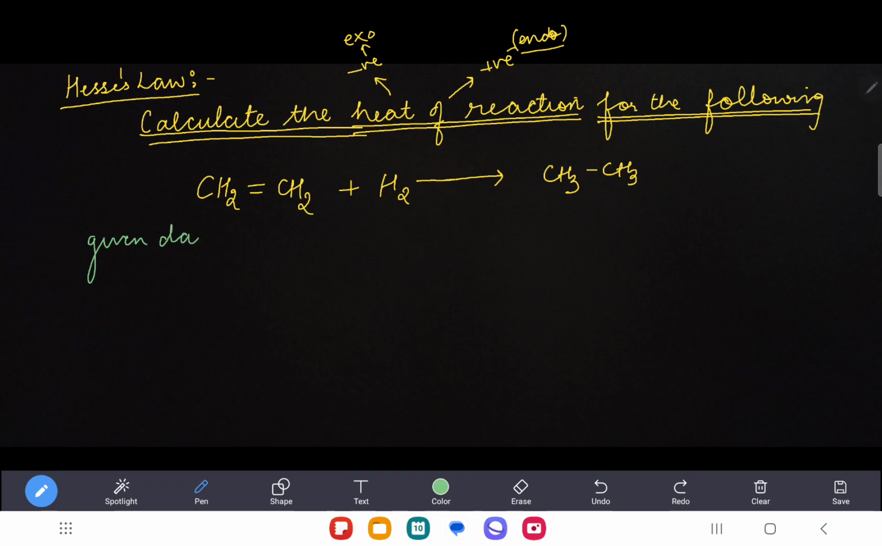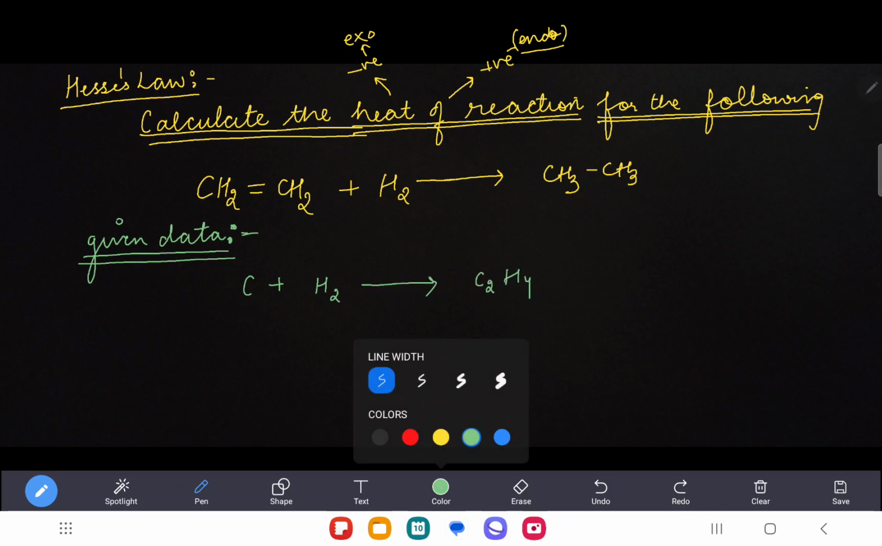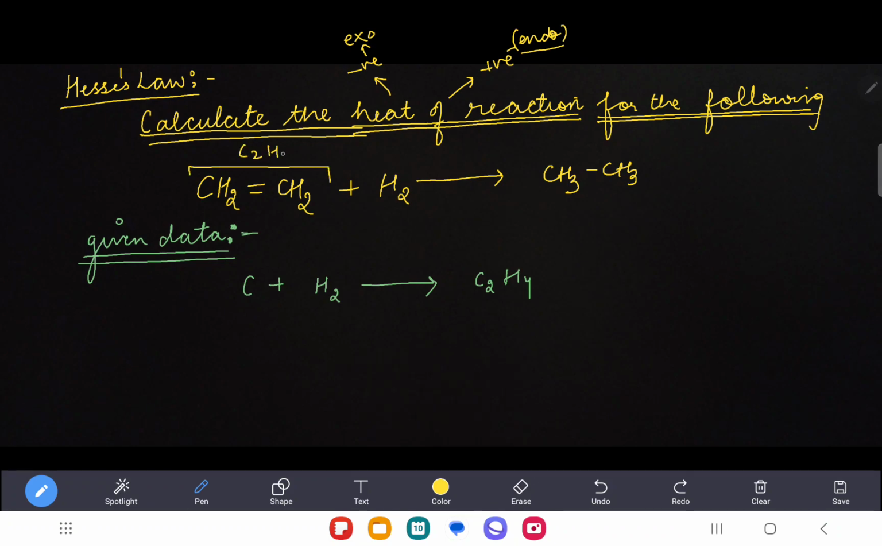So the given data shall be this. What is the data? The data says C plus H2 gives me C2H4, because if you see, this is C2H4. And it also says that C plus H2 gives you C2H6. Something like this kind of data they would give you.